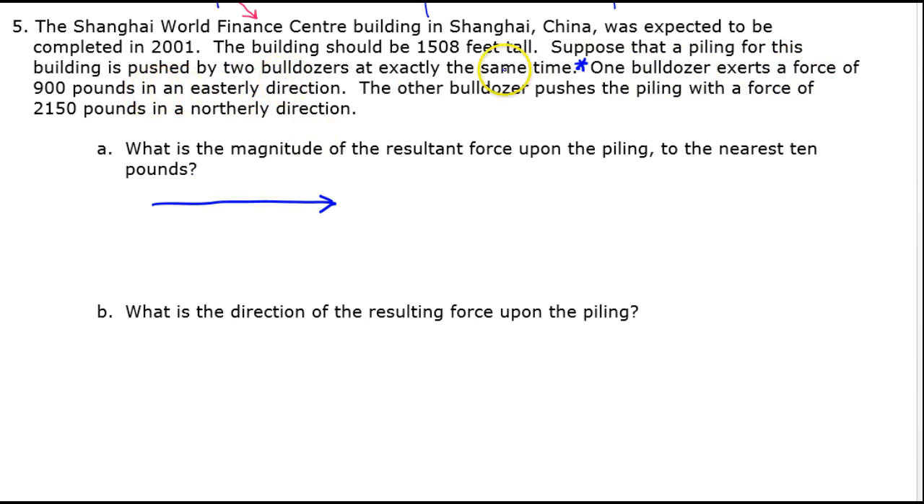Now, another bulldozer exerts a force of 900 pounds. Wait, I already said that. The other bulldozer pushes the piling with a force of 2,150 pounds in a northerly direction. Well, you know what? I didn't leave myself enough room for that. So here, I'm going to put the 900 easterly vector here, and I will put the 2,150 pound northerly vector here.